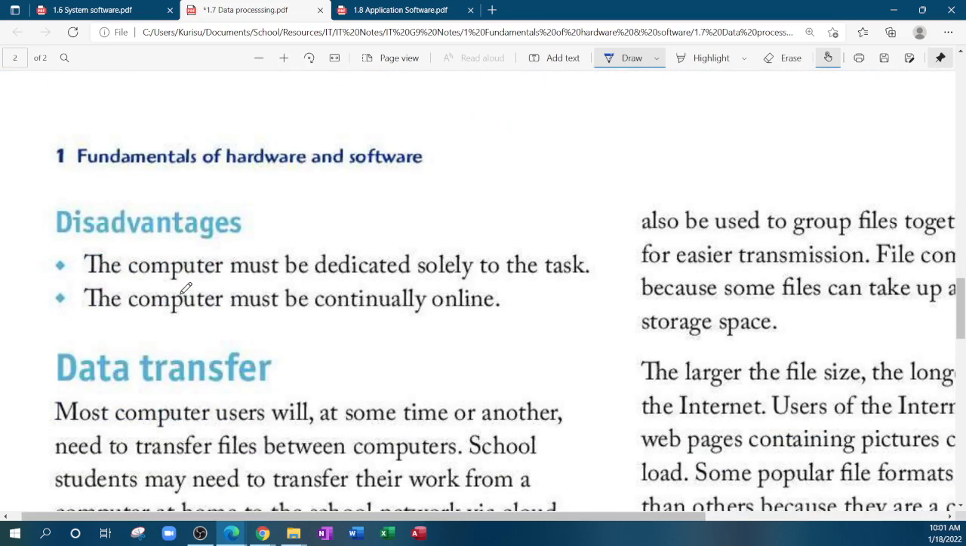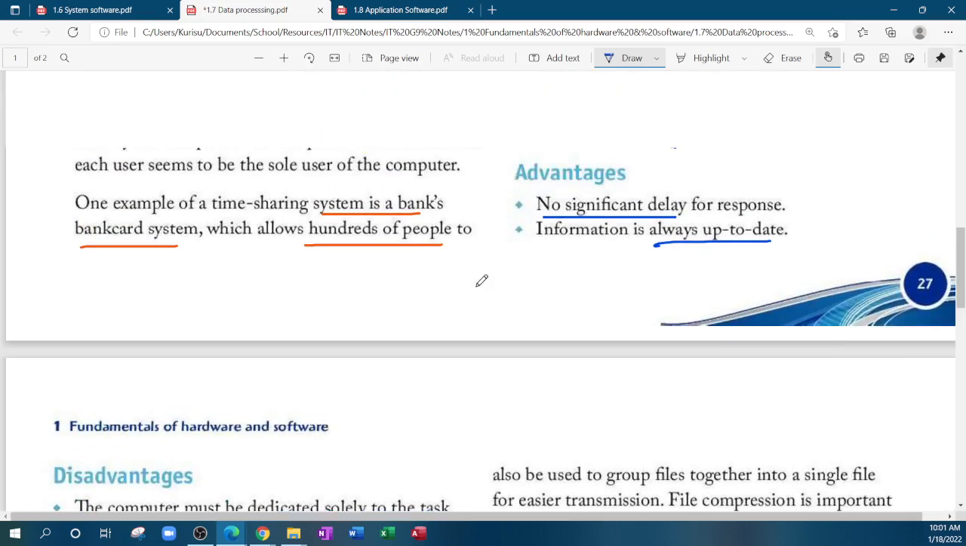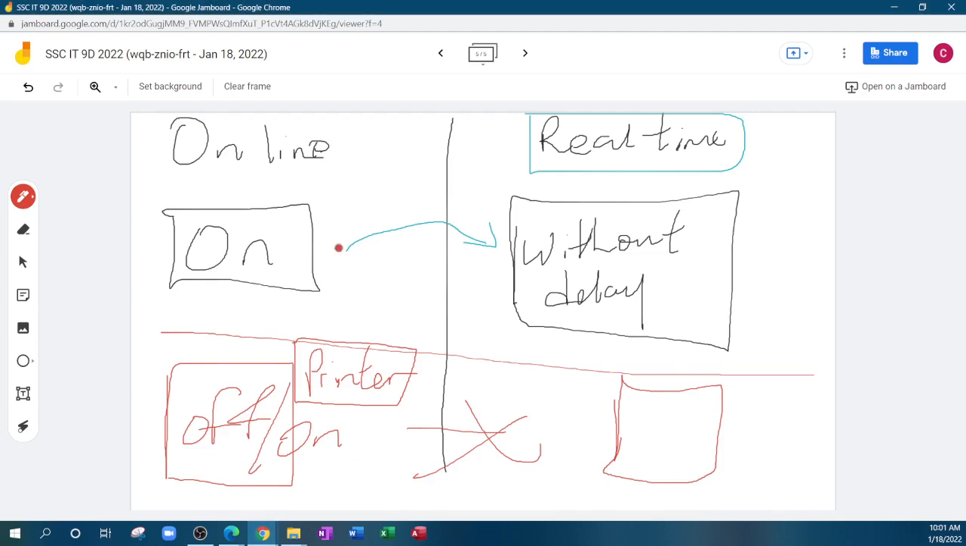And what is the disadvantage now? The computer must be dedicated solely to the task. So you can only use the computer for real time. So remember we talked about the batch processing. Let me see if I still have that.